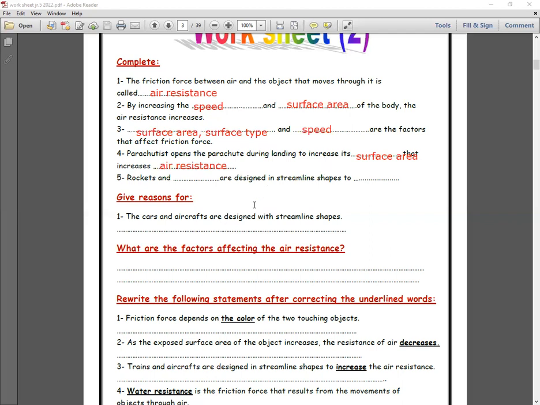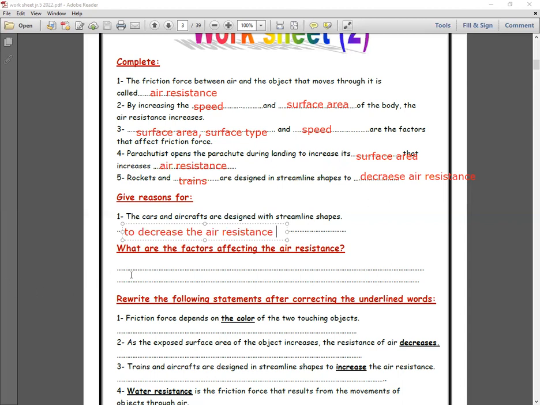Number 5, rockets and trains, for example, are designed in a streamline shape to, we said, decrease air resistance. Give reasons for the cars and aircrafts being designed with streamline shapes. We said that streamline shapes decrease the air resistance.